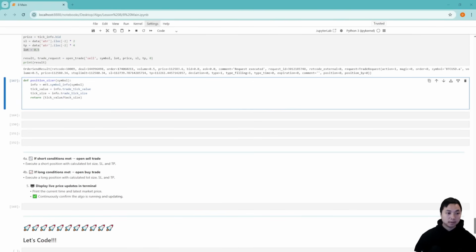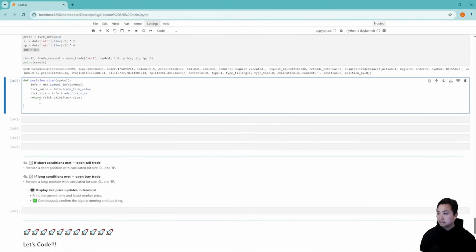And then this tells us how much USD per price movement per lot. This is what the position sizing means.